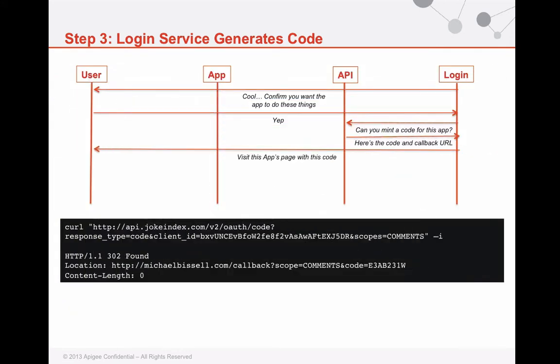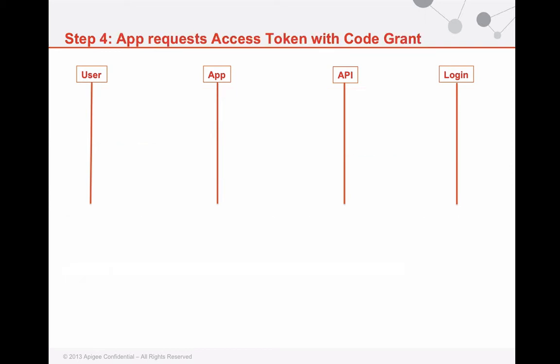That's good for other headers and other information that you may need to carry around. So once we send that back to the user, it goes back to the app's website. In this case, I'm going to go back to michaelbissell.com/callback with the scopes that were allowed and with that code that says generate an access token. So let's go ahead and generate an access token now with a code.